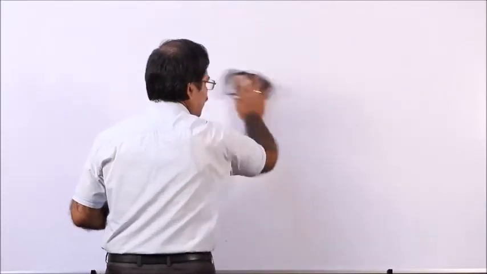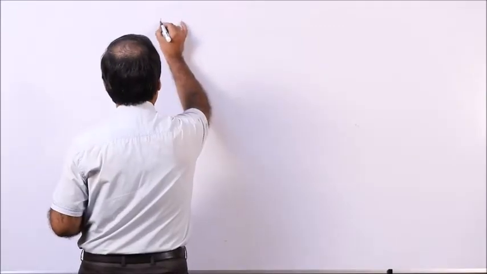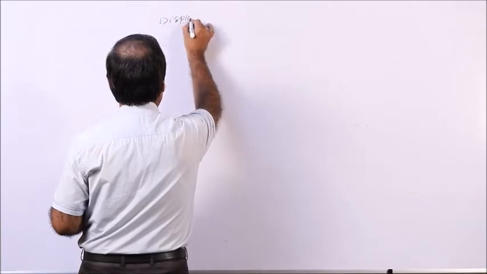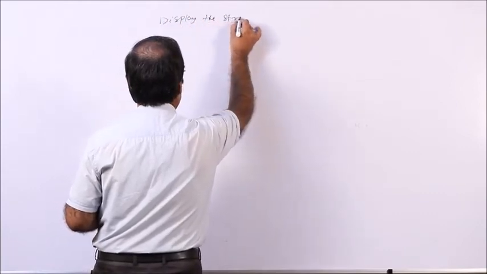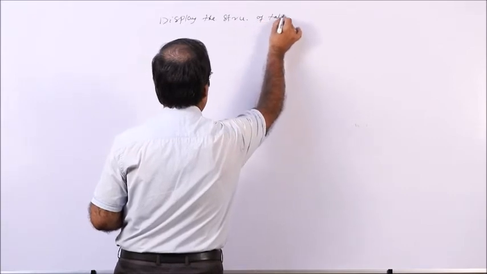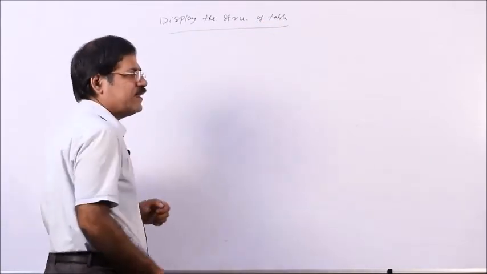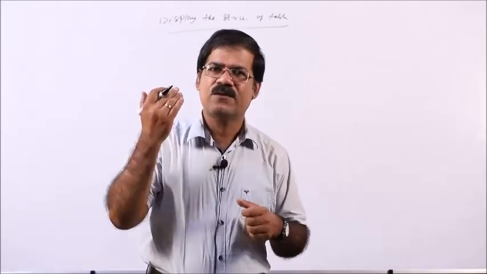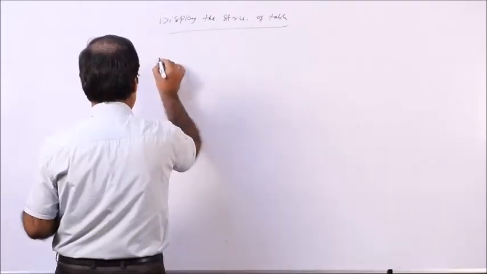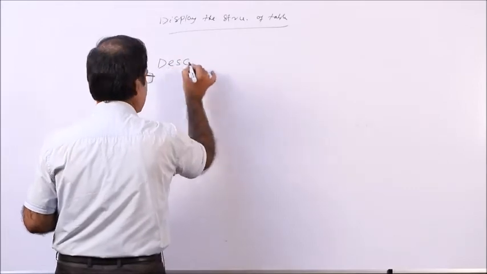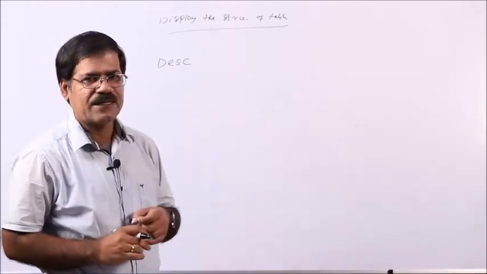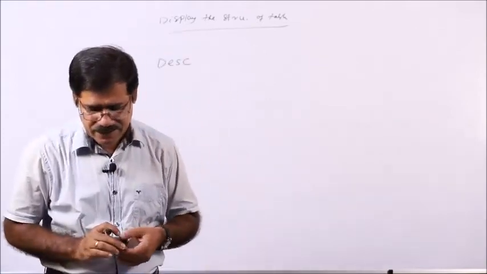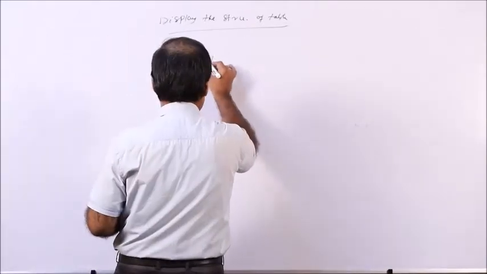Display the structure. When you create the table, it is already stored in memory, but it is not visible on your computer screen. Display the structure of the table. So, the table is already created, it is in memory, it is not visible to you, you want to display it on your computer screen. So, what do you write? DESC. DESC means description of the table. Whatever table you created, what is its description, that is the description of the table name.